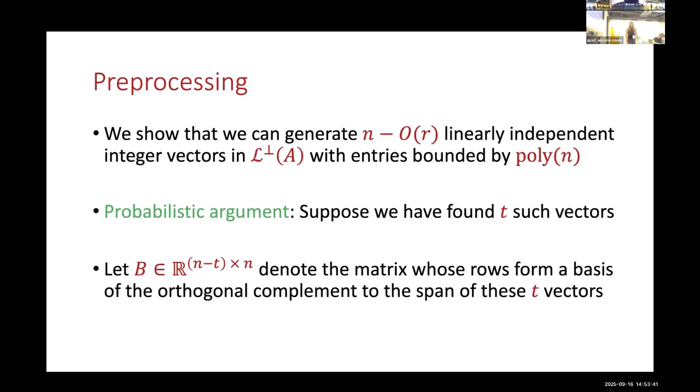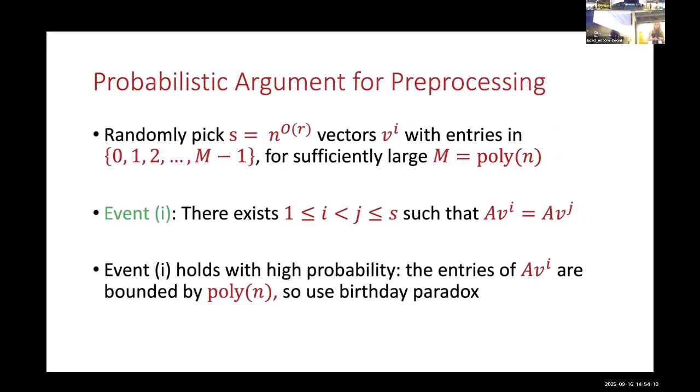Okay, so what we'll do is the following. Let's suppose that we've already found t vectors, which are linearly independent in the orthogonal lattice of A with entries bounded by poly n. Let's define this matrix B to be an n minus t by n matrix, where the rows of the matrix form a basis for the orthogonal complement to the span of the t vectors that we found. So this is what we're going to do. We're going to randomly pick roughly n to the O of r vectors vi with entries in this range, 0 to m. You can think of m as a polynomial in n.